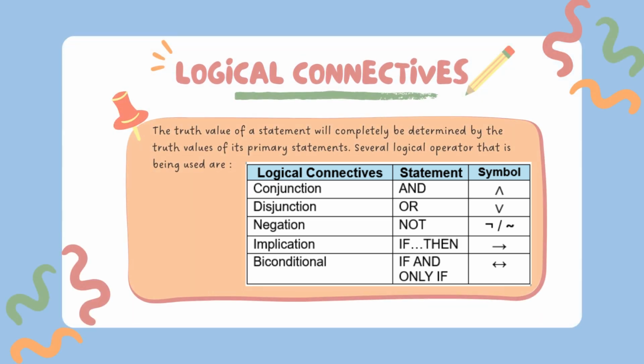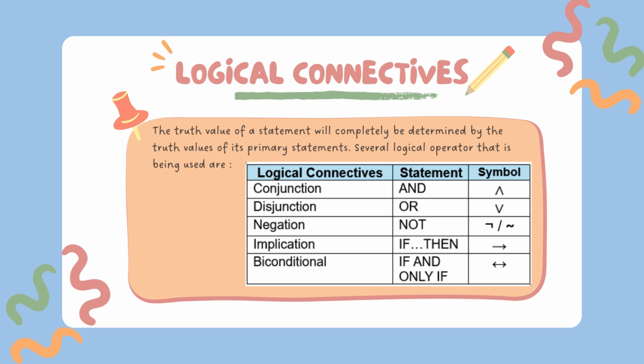Logical connective. What is a logical connective? The meaning of a logical connective is a word, usually written as a symbol, that carries a particular instruction of logic on how to operate a statement or compound statement. Logical operators can also be used to join or combine two or more statements to form a new statement. The truth value of a statement will completely be determined by the truth value of its primary statement.